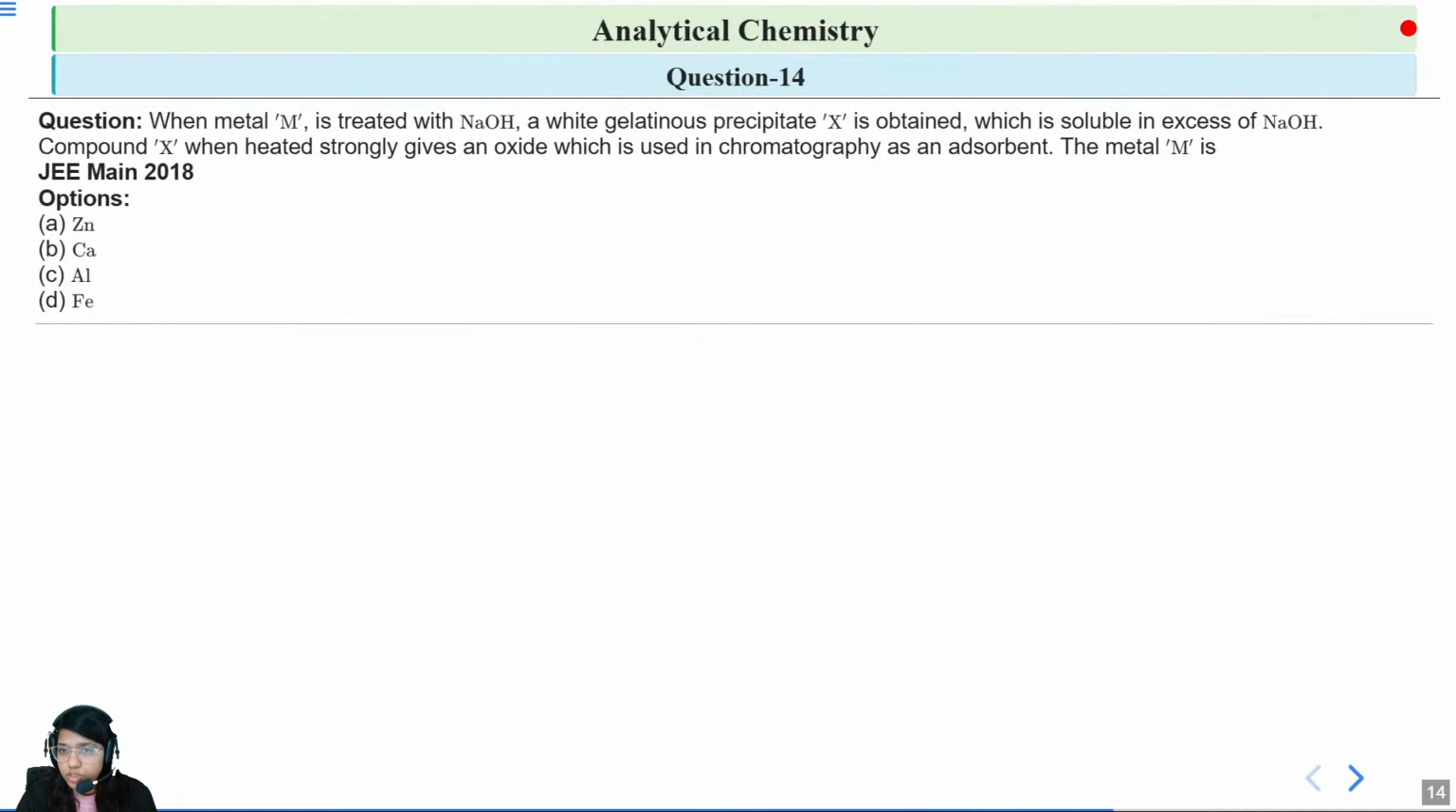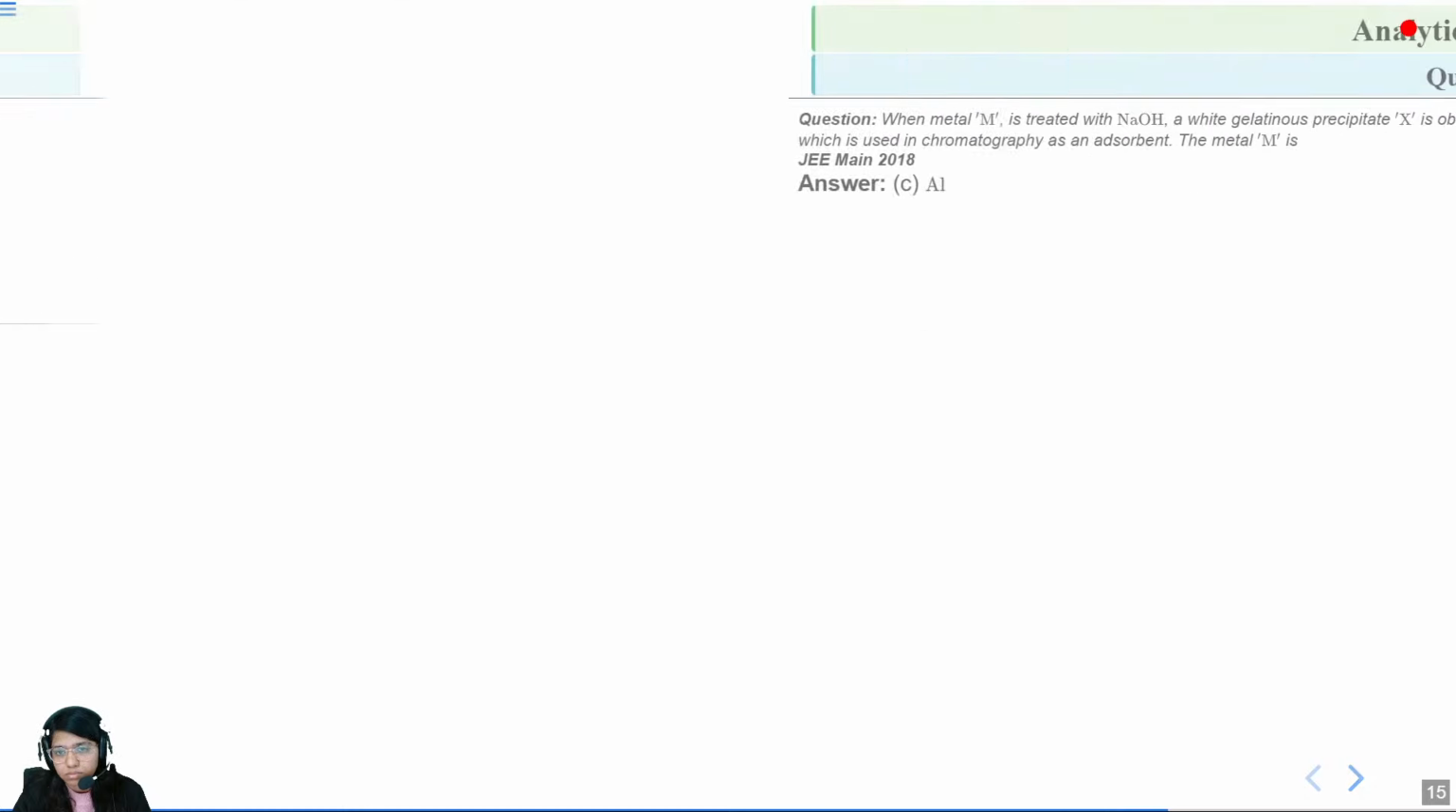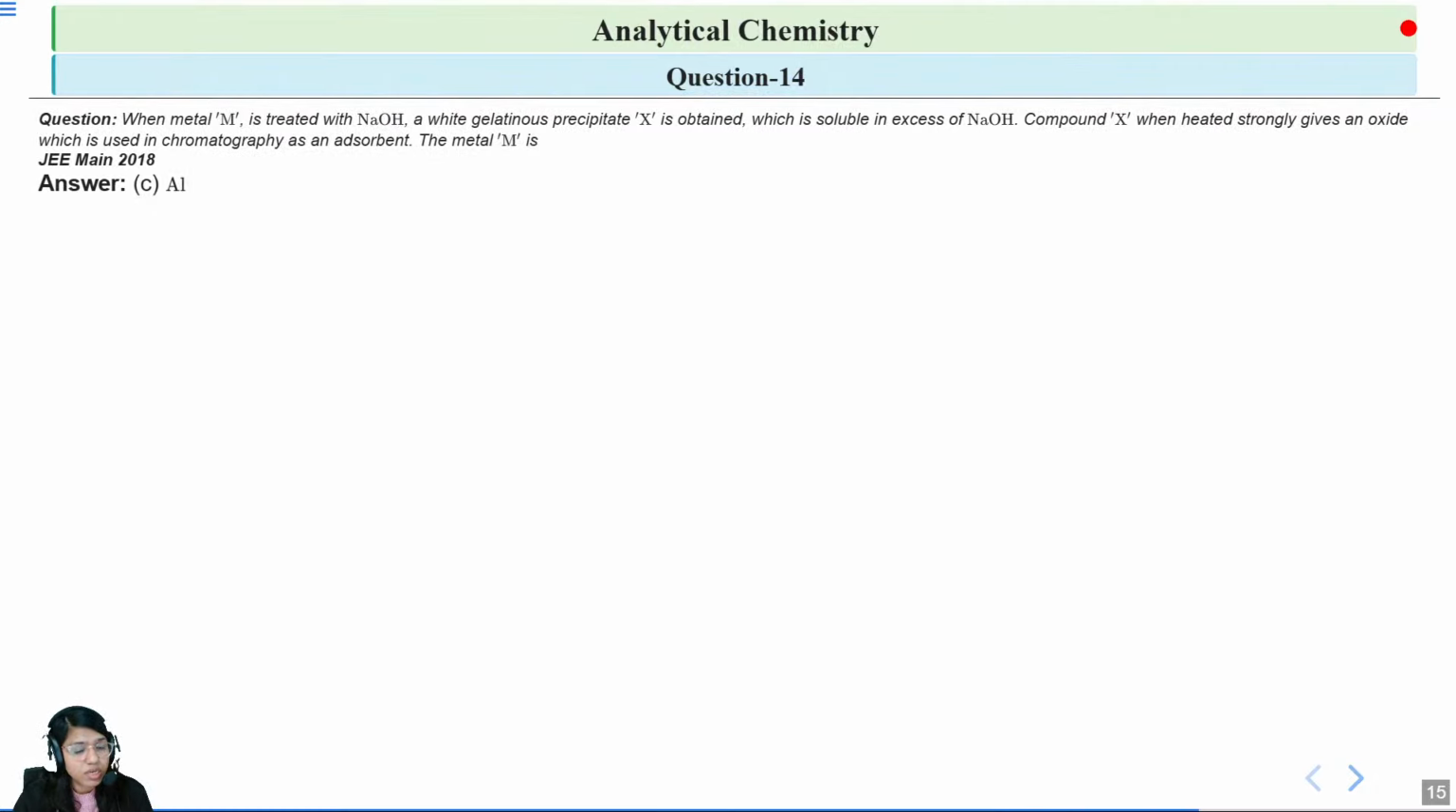Now moving on to the next question. When a metal M is treated with NaOH, a white gelatinous precipitate X is obtained, and this dissolves in excess of NaOH. When compound X is heated strongly, it produces an oxide which is commonly used in chromatography as an adsorbent. Based on these observations, which metal is M? We are provided with 4 options. Option A is Zn, zinc, B is calcium, C is aluminium, and D is iron, Fe. The correct answer is option C, aluminium.